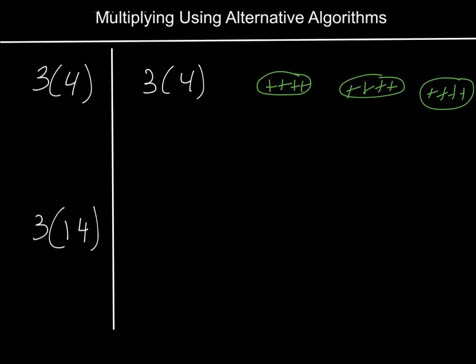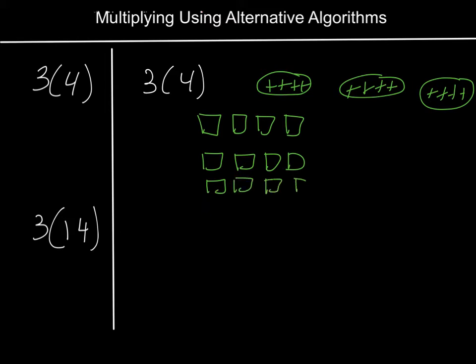Another way we could show it would look like this. We could have 1, 2, 3, 4, 1, 2, 3, 4, and 1, 2, 3, 4. If we're looking at this second way, what this kind of reminds us of is the base 10 blocks, and each one of those being units.